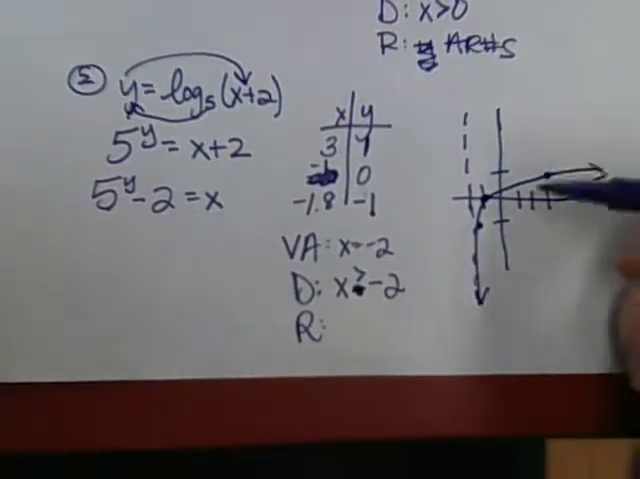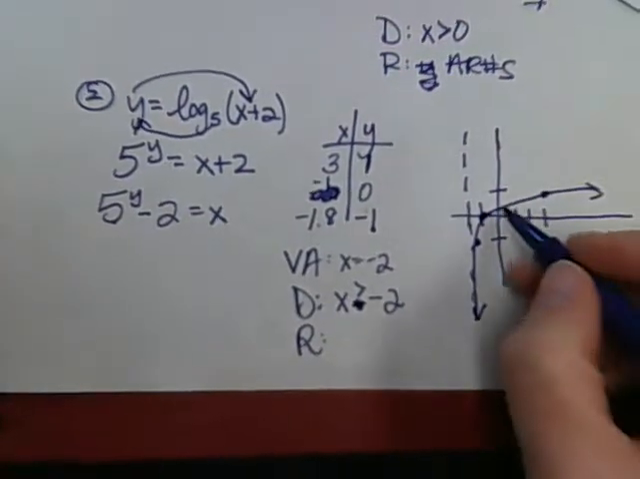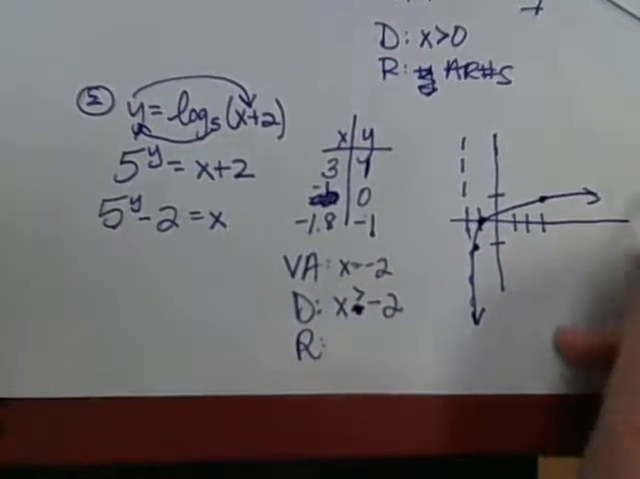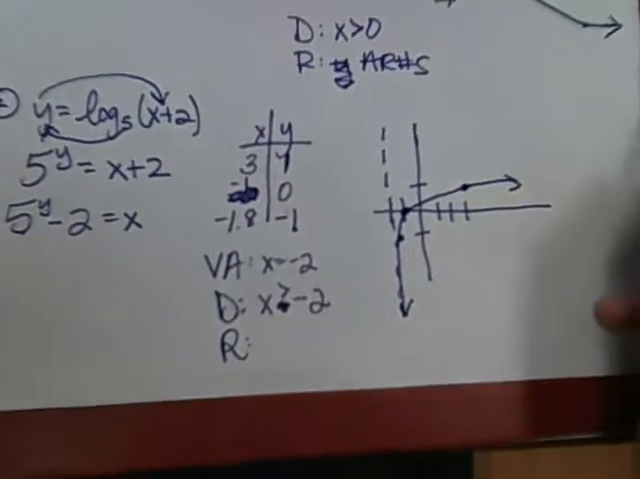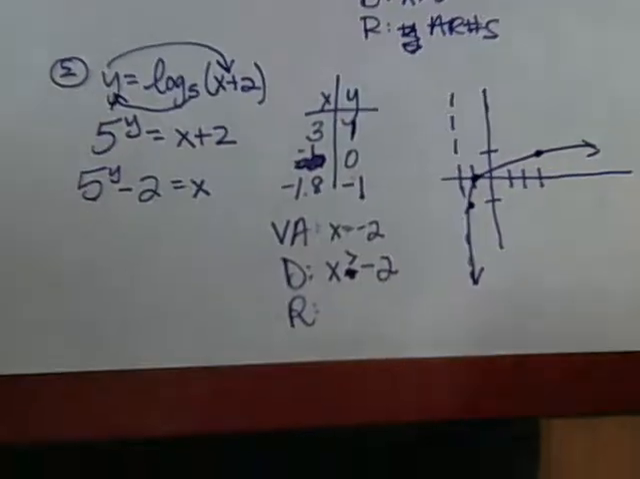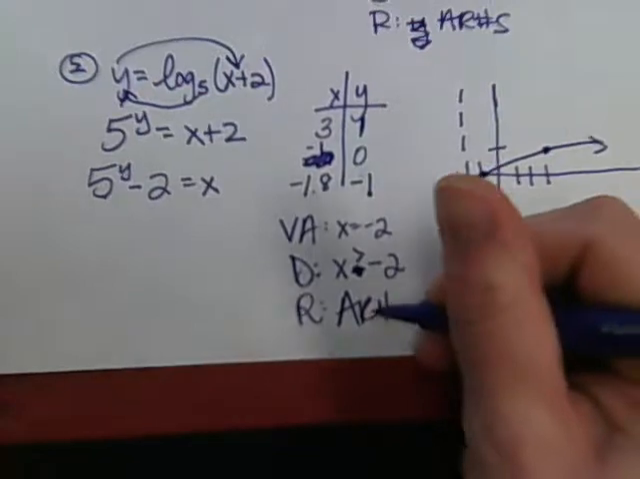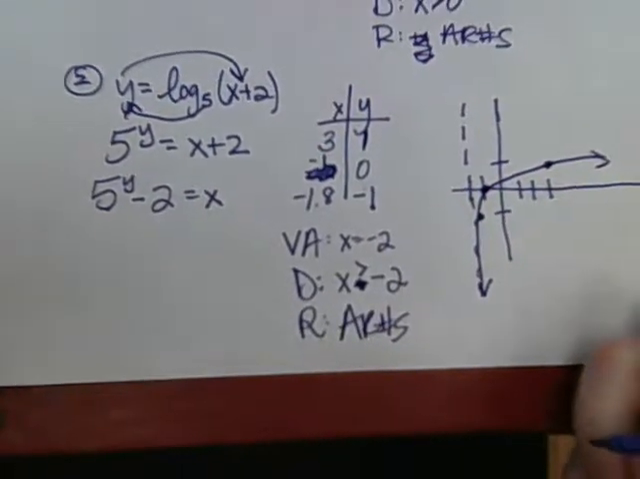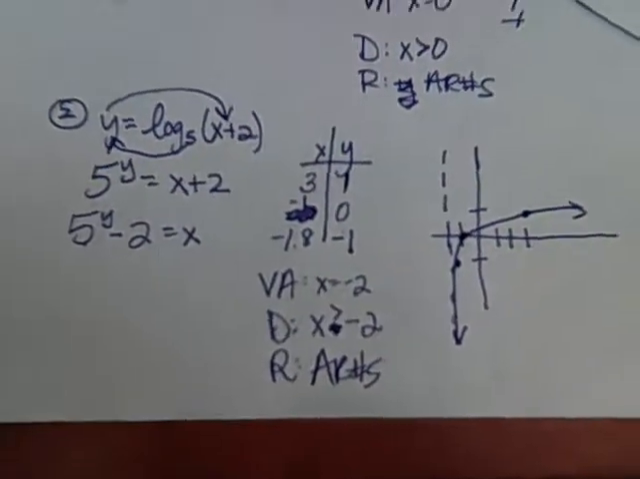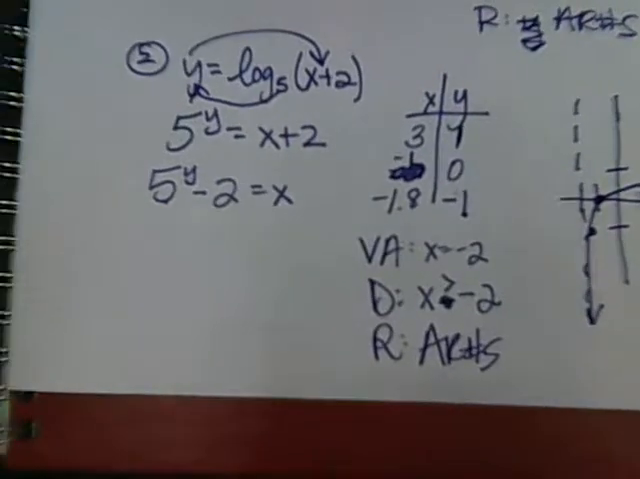Okay, and then my range can be anything because it never stops. I know it looks like it shallows out here, but it will continue to go higher and higher and higher as it moves right. So it is all real numbers as well. Okay, so that's graphing and finding inverses.